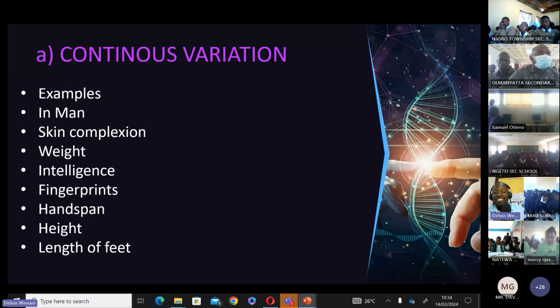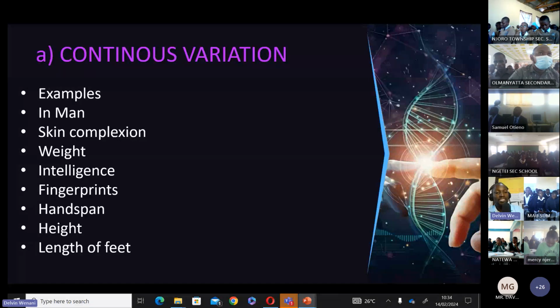Number 3 is the intelligence. The intelligence is the level of how you conceptualize ideas. So you may discover that others take in information very fast. Others are a little bit slower, but we don't have extreme cases. So whoever you may think is so intelligent here may go somewhere and appear like they know nothing.